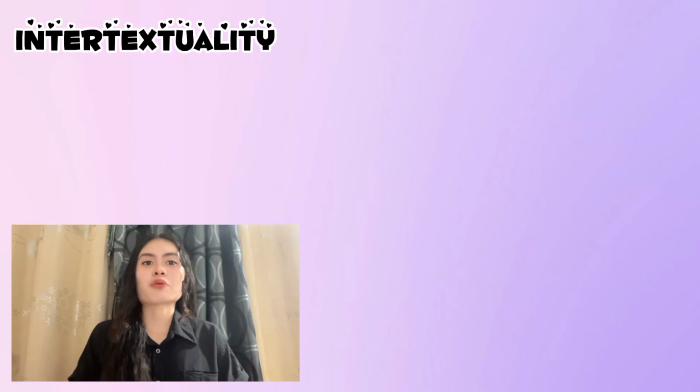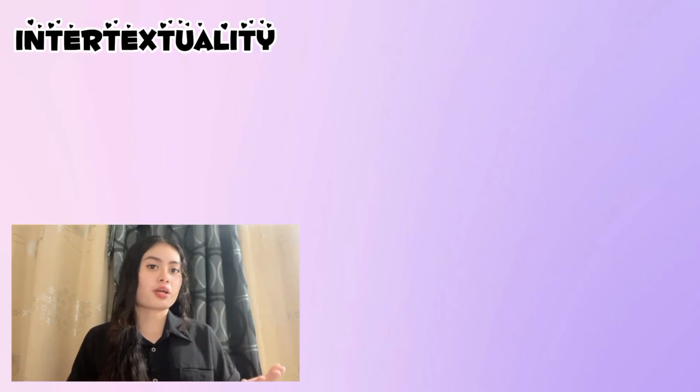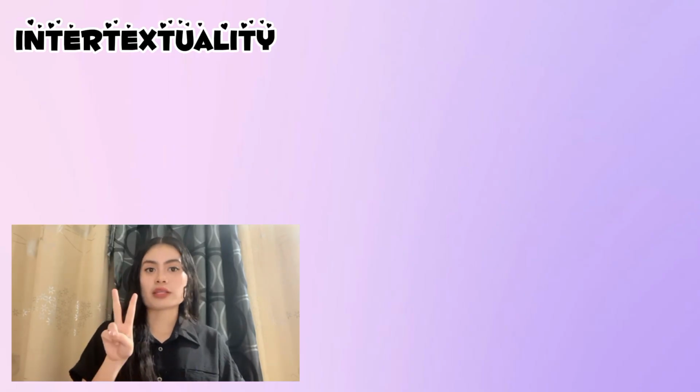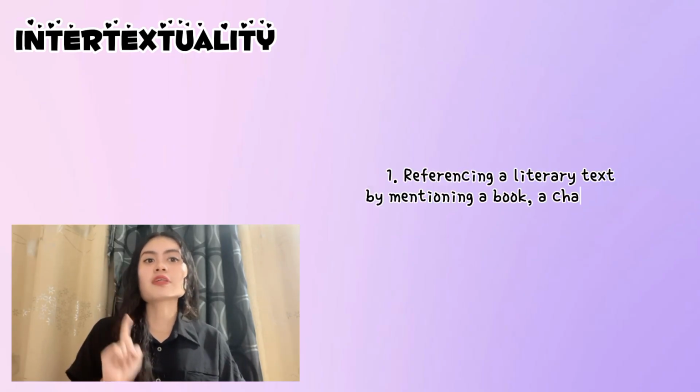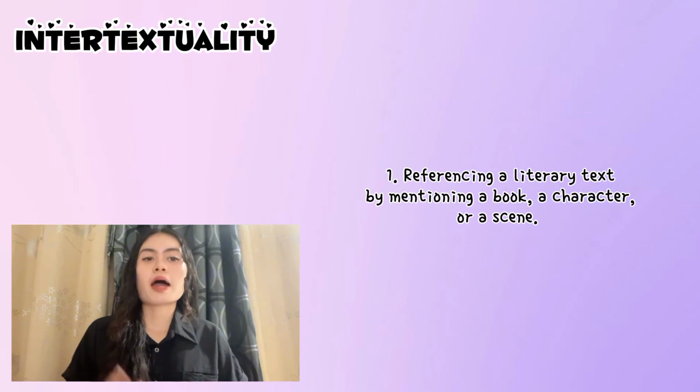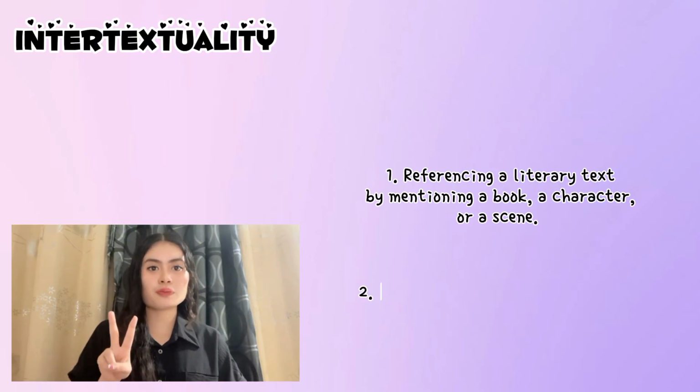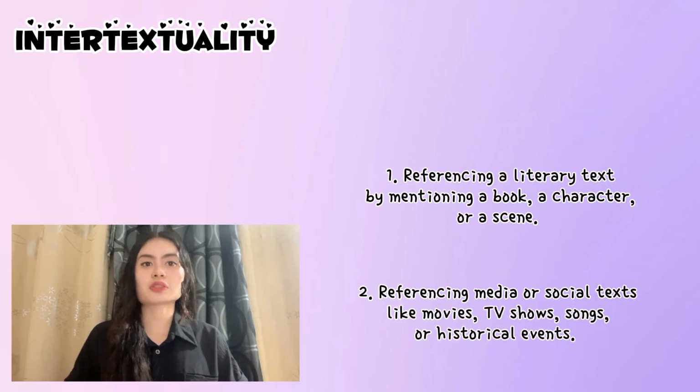Intertextuality happens when one text references another. This can be done in two ways. One, referencing a literary text by mentioning a book, a character, or a scene. And number two, referencing media or social texts like movies, TV shows, songs, or historical events.